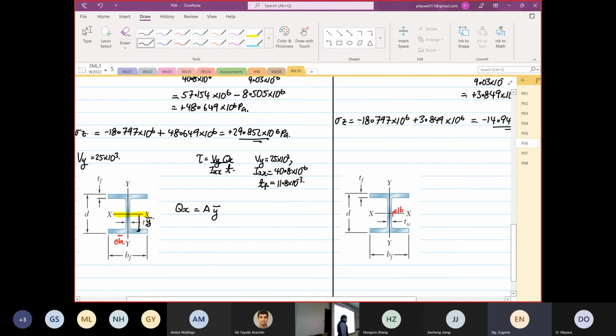A lot of times students get confused, okay? And then the area to consider is this area. Okay, the area to consider is that area. So typically, I will call width multiplied by depth multiplied by y bar. So we know the width is 75 times 10 to the power minus 3. The depth is my TF. TF is 11.8 times 10 to the power minus 3. Okay, then the y bar.